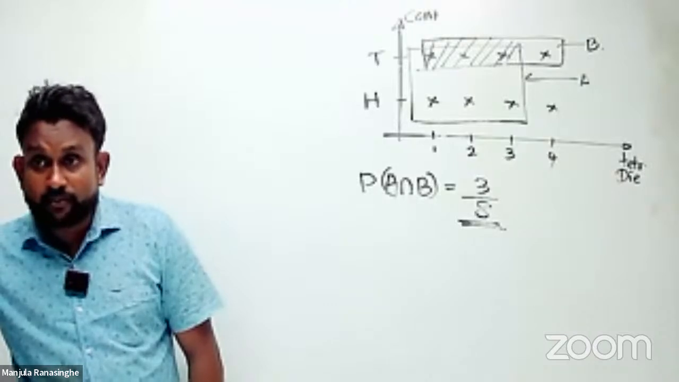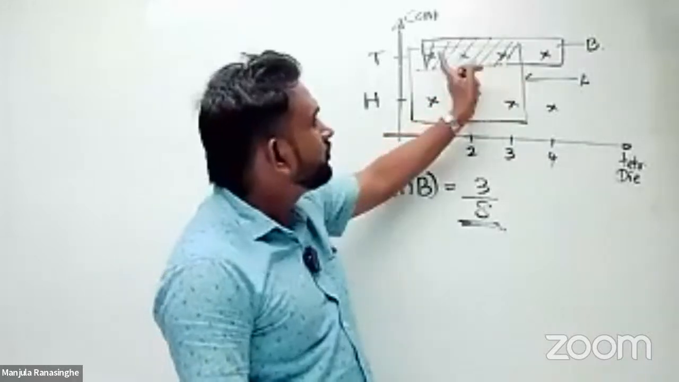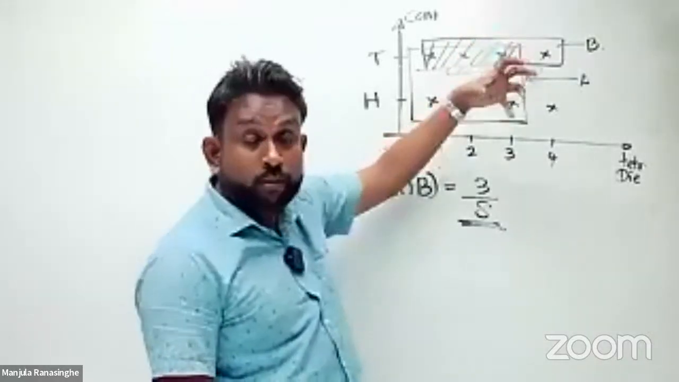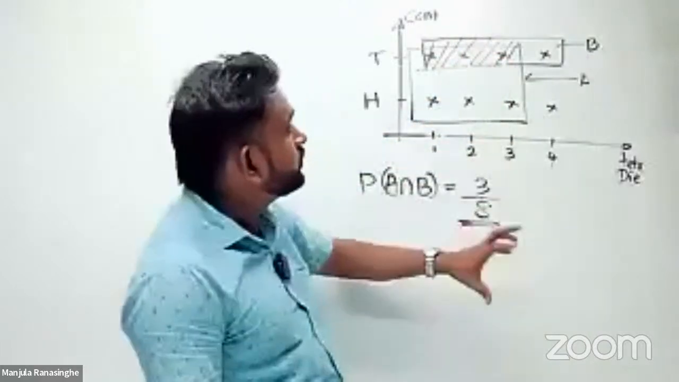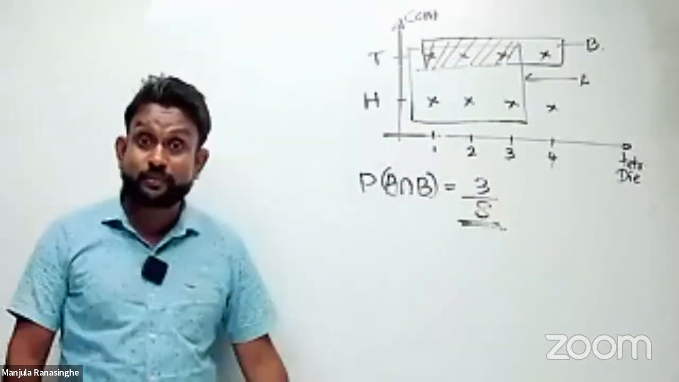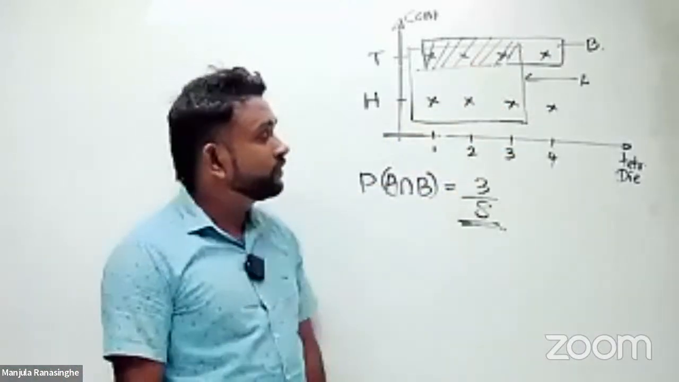A intersect B has only these three. Only these three. But you have to divide the probability by the sample space. 3 upon the sample space. Sample space is 8. All 8 units are there.